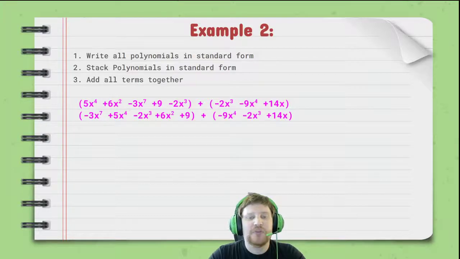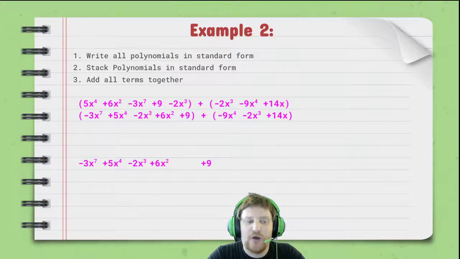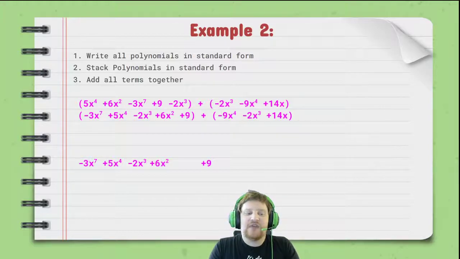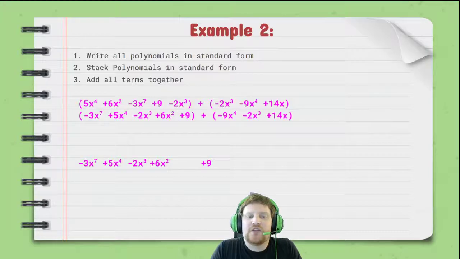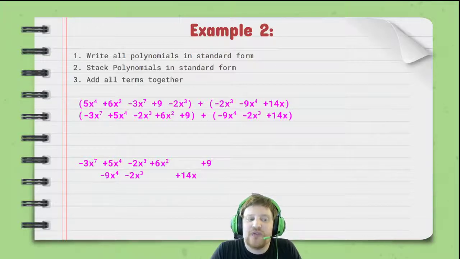Now when I stack these on top of each other, you're going to see something very important. Notice I left a space here in the top one. I put my negative 3x to the 7th plus 5x to the 4th minus 2x cubed plus 6x squared, but then I left a blank space. That's because when I looked at my second polynomial, I saw that it had an x term, but my first polynomial didn't have that. So when I go to stack the second one underneath, I need to make sure I have some place to put that. Once again, we're just going to add all of these numbers up.